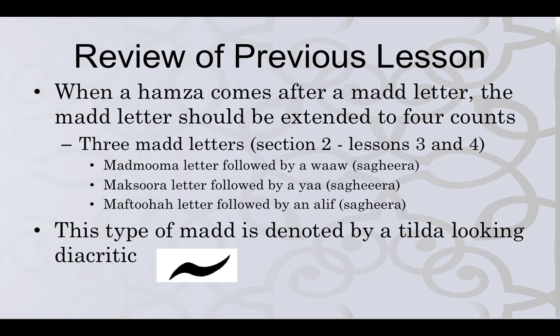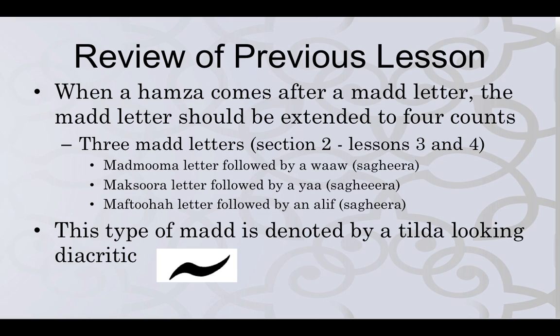There are 3 mud letters, which is whenever a madmuma letter or a letter with a dhamma on it is followed by a waw, either a waw sukun or a waw saghira, or a maksura letter or letter with a kasra below it is followed by a ya or a ya saghira, and a maftuha letter which is followed by an alif or an alif saghira. Whenever these 3 huruful mad are present, but the letter immediately following them is a hamza, that mud letter should be extended to 4 counts. And we learned about the 3 mud letters in section 2, lesson 3 and 4.